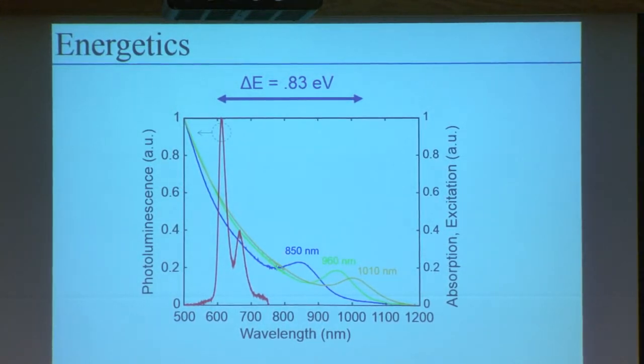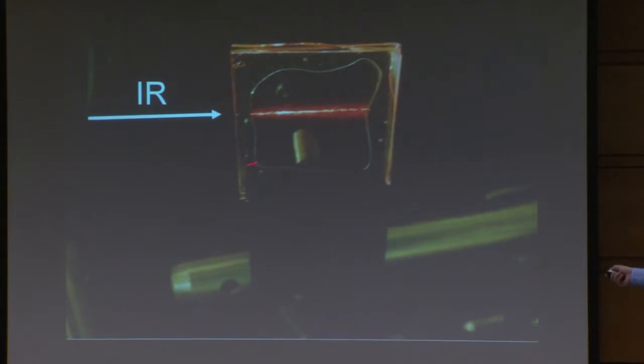But if you guys are tired of seeing plots and graphs, I brought a picture of this happening in our lab. We're bringing an 808 laser here into our sample, and you can see it's fluorescing red from the DBP and then traveling onwards. So we're able to harvest infrared light and turn it into visible light.